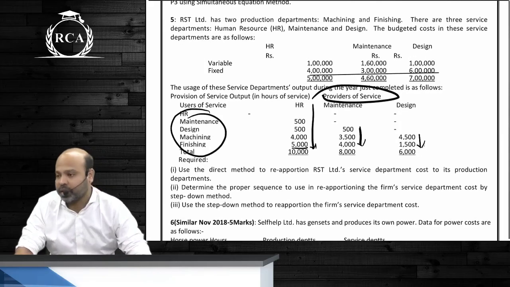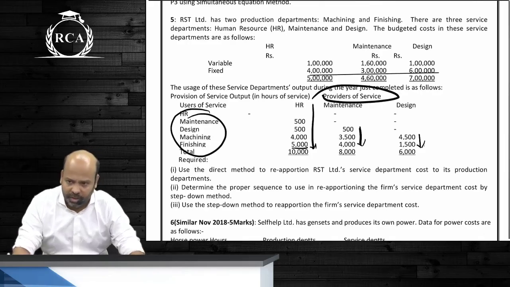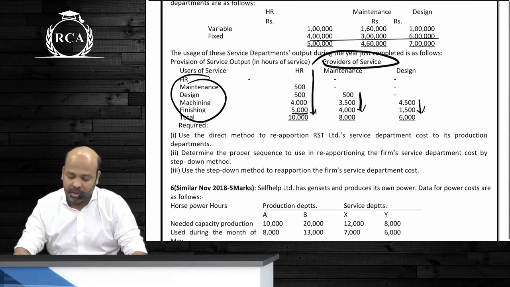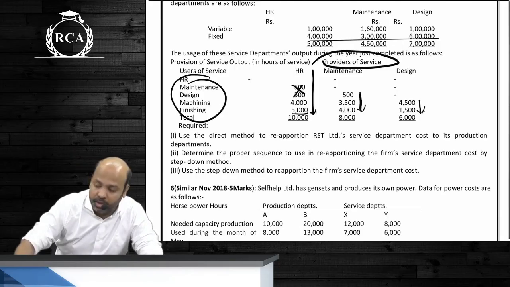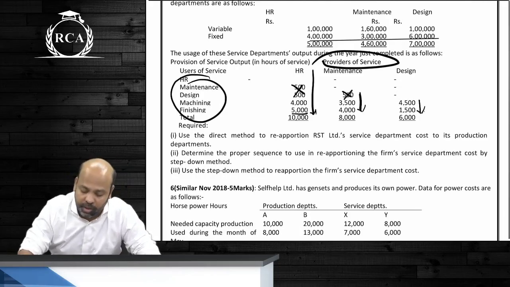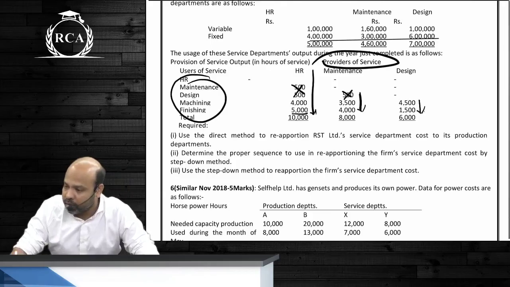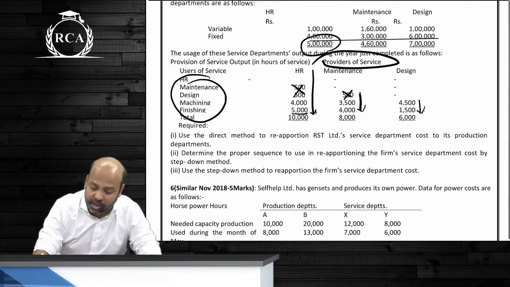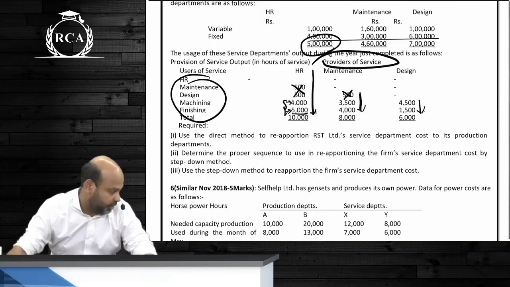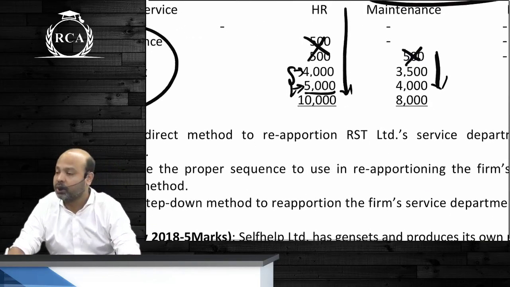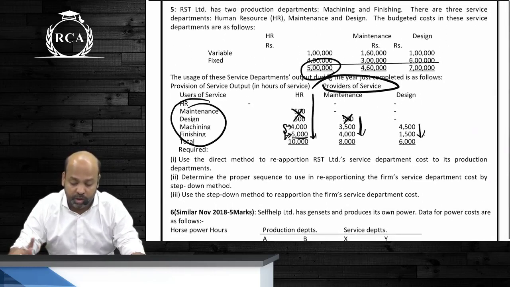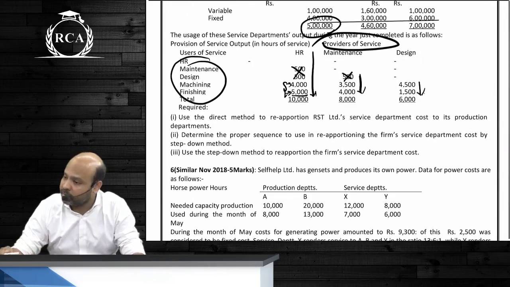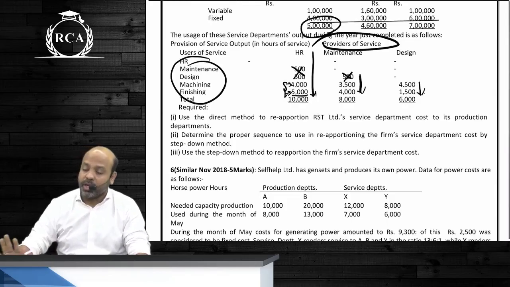Use direct method. When they say use direct method, guys, to apportion service department cost, you will have to ignore the service that is rendered by one service department to another service department. So whatever is the cost of the HR department will be directly apportioned, guys, to machining and finishing. In what ratio? 4,000 is to 5,000, and 5,000 is to 4,000. Whatever order they are writing, beta, we will maintain the same. Is it understood? We cannot question the question.